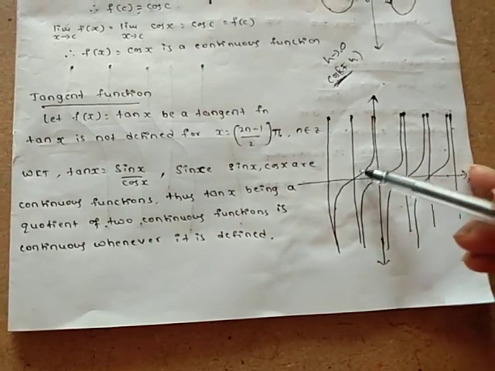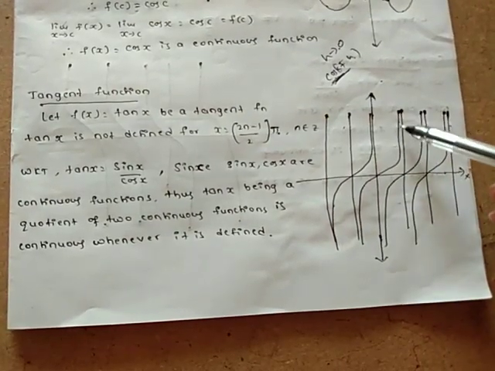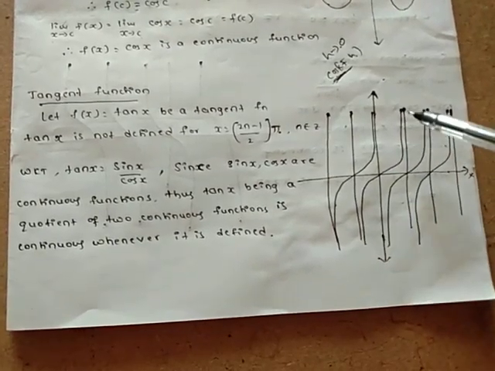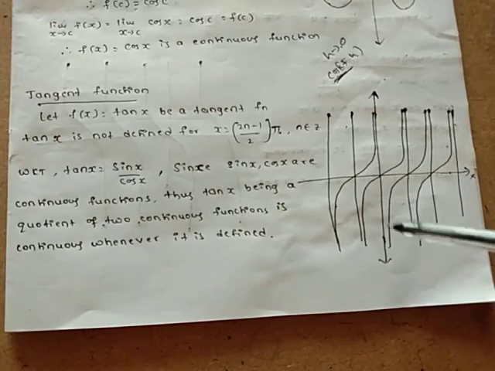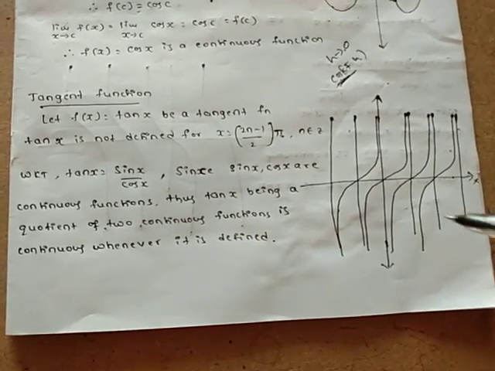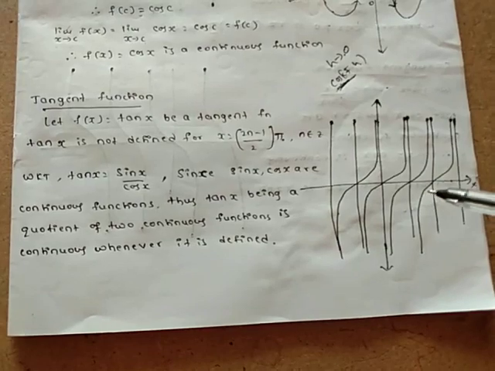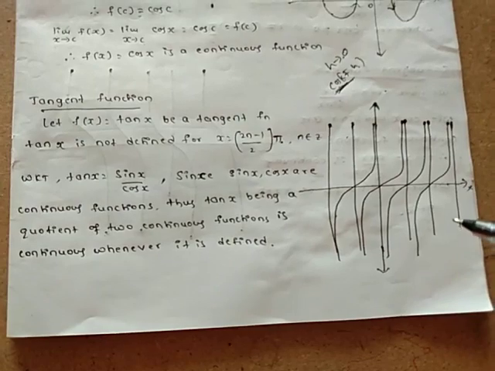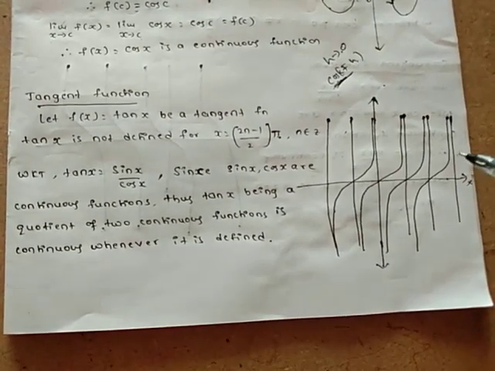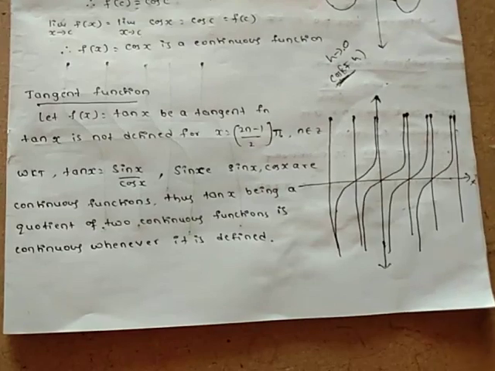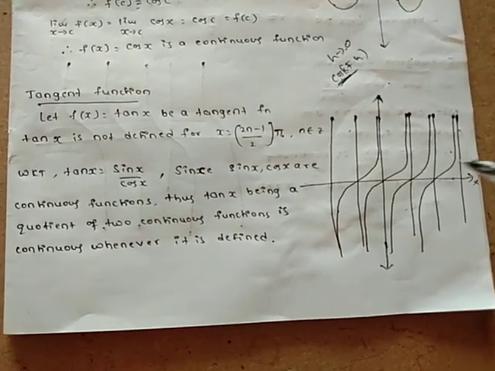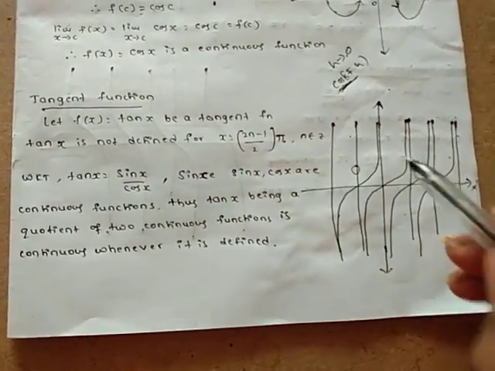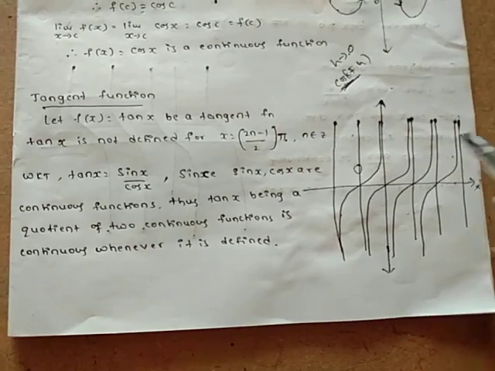Observe here, if the tan function is defined at particular points, then on those points the tan function is a continuous function. Only where the tan function is defined, on those points the tangent function is clearly continuous. Wherever the tangent function is not defined, suppose at this point it is not defined, we can't say that the tan function is continuous there.